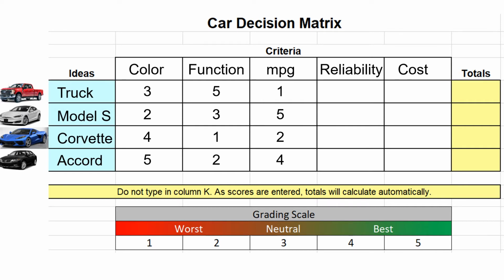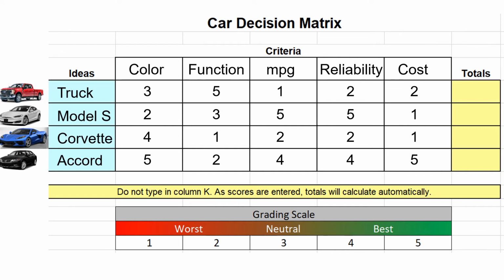And by the way, the grading scale is on the bottom. I forgot to mention that. 5 is the best, and 1 is the worst. So you want to make sure you set up a grading scale. Reliability is, if this car breaks down, what are the chances of it breaking down? And if it does, how easy is it to fix? And then the overall cost of purchase. So Model S and a Corvette don't score very high there.